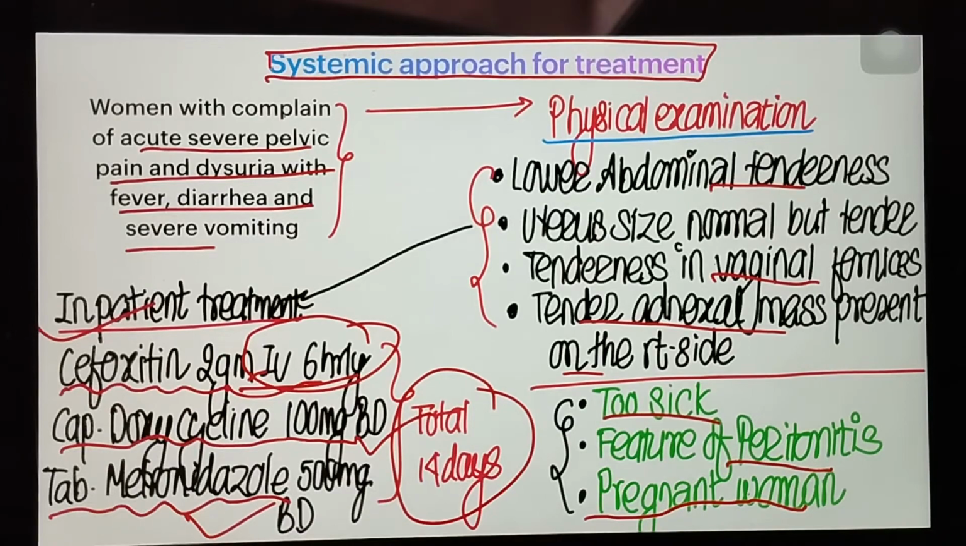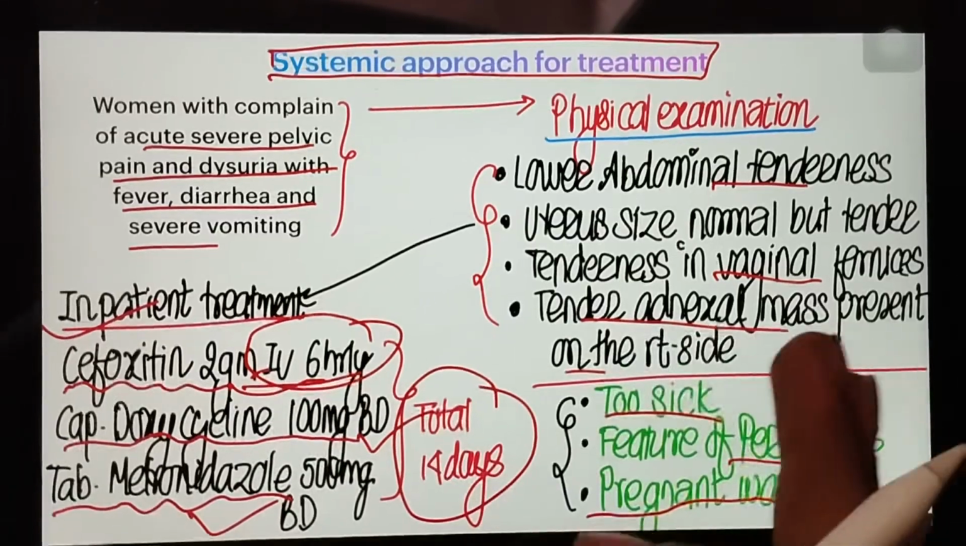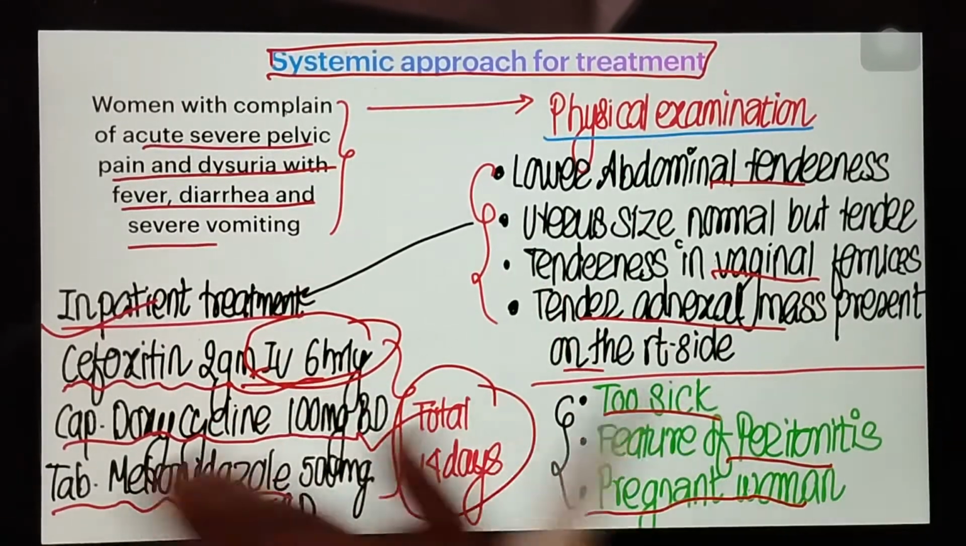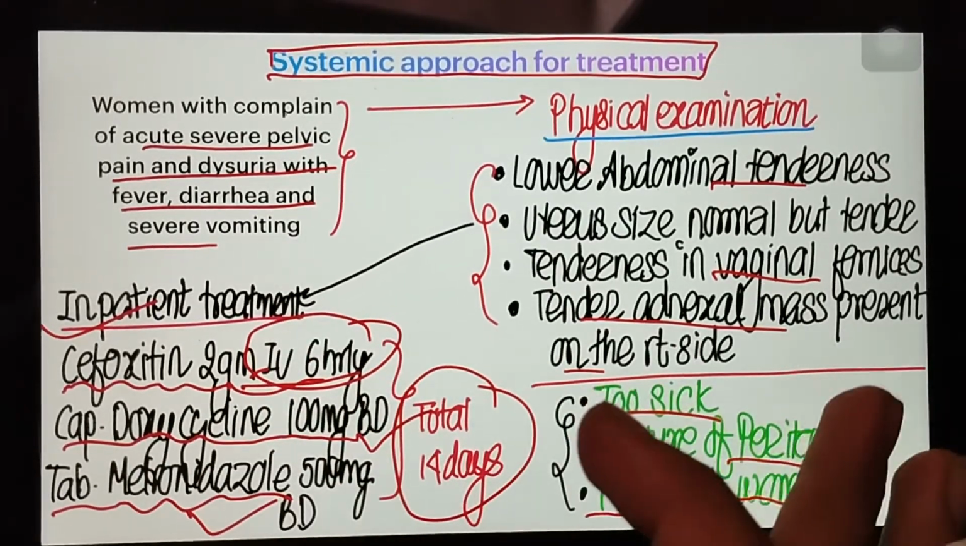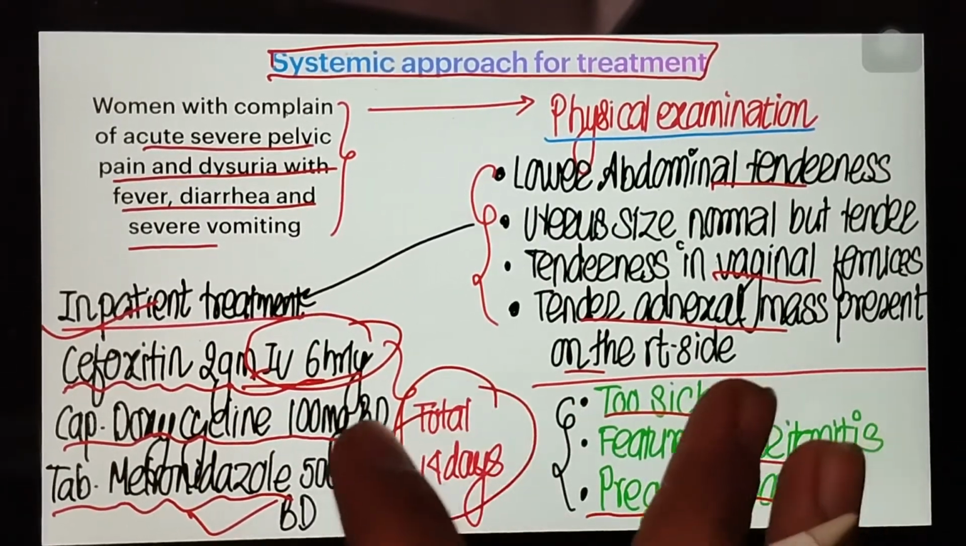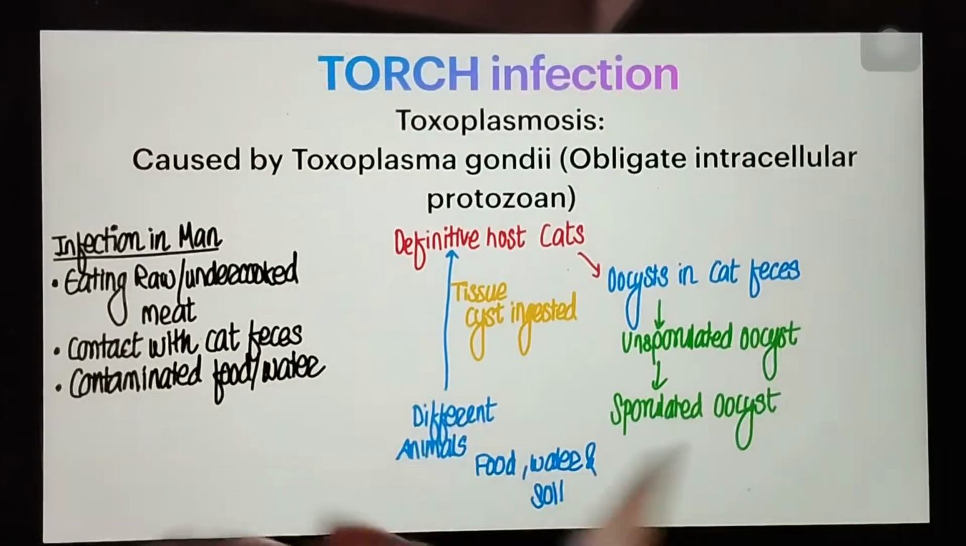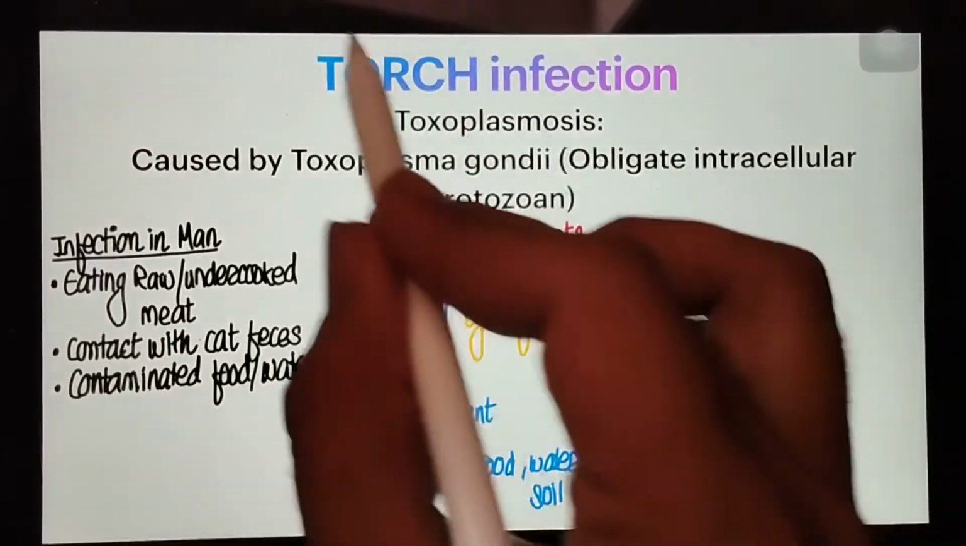And after 2 to 3 days, if the condition improves, then we can change to the oral drugs also. So next is TORCH infection.